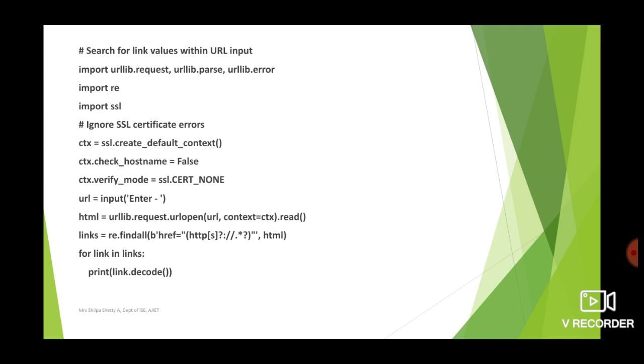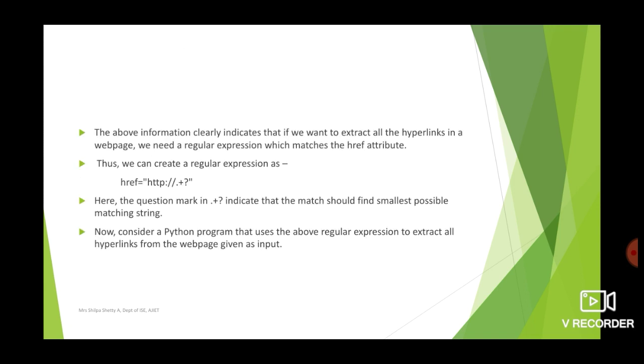Once this is written, let us request the page that we would like to access. So we write url is equal to input, and the text that is printed is "Enter here". Here we need to enter any URL, and the program will search for the other links present in that particular web page. Once we type the URL, it is stored in the variable url.